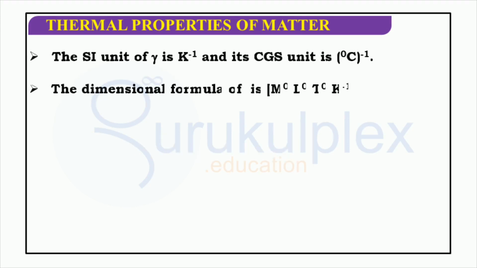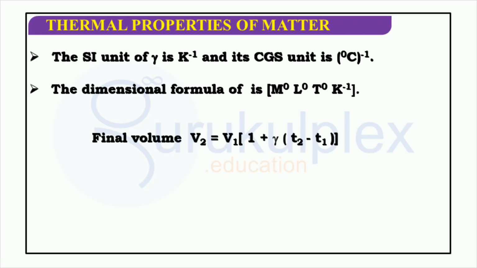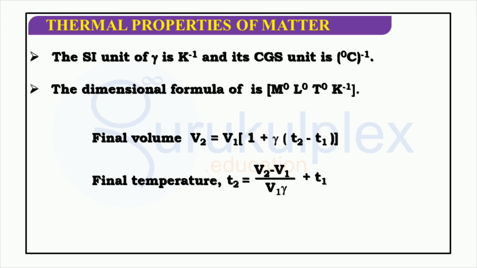Thermal conductivity, denoted by gamma, is a significant physical property of matter that enables us to measure how quickly heat is transferred through an object. It is expressed in kelvins per second or in centigrades per second, depending on the CGS unit used. We can calculate the final volume and temperature of an object by using its initial volume and temperature with gamma. Its dimensional formula is M0L0T0K^-1. Knowing this property helps us to better comprehend the behavior of matter in different settings.